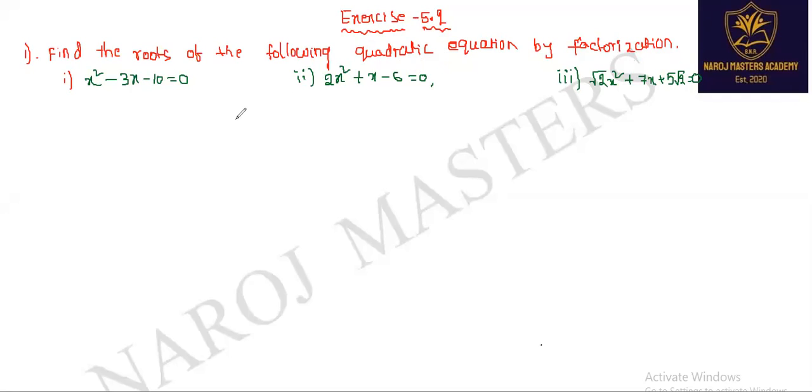First of all, write the general form of the quadratic equation, that is ax square plus bx plus c equal to 0. This is the general form of a quadratic equation. Now look at the sign conventions. Here we have to observe these two symbols, plus and plus, in the general form of the quadratic equation.